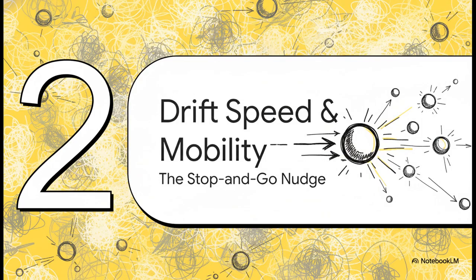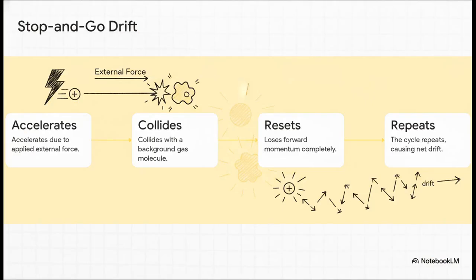Moving on to Part 2. Drift speed and mobility, the stop-and-go nudge. Okay, so now that we've got a handle on basic collisions, what happens if we give a special molecule a specific push? Imagine we apply an electrical force to a charged ion.